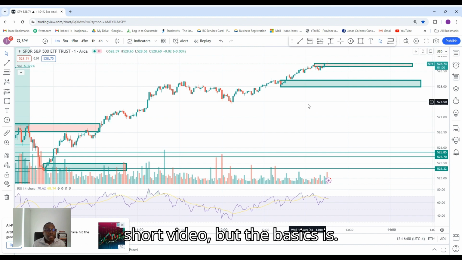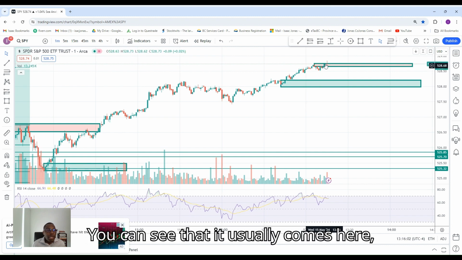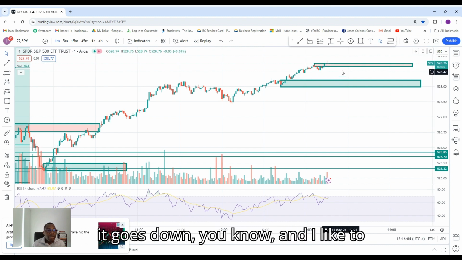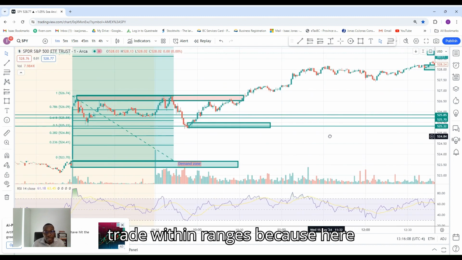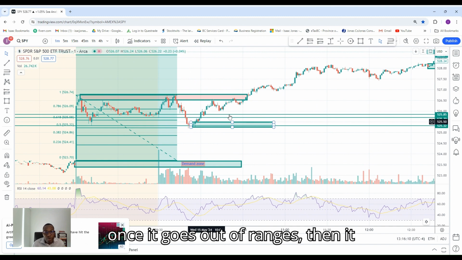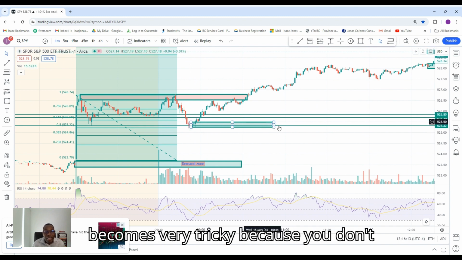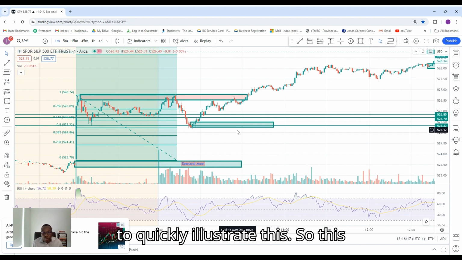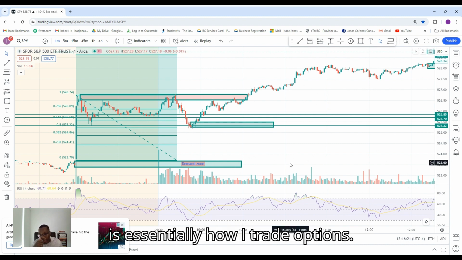But the basics is, you can see that it usually comes here, it goes down. I like to trade within ranges, because once it goes out of ranges, then it becomes very tricky, because you don't know where it's going. So I just wanted to quickly illustrate this. This is essentially how I trade options.